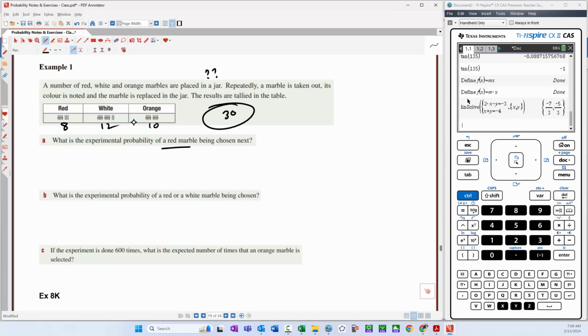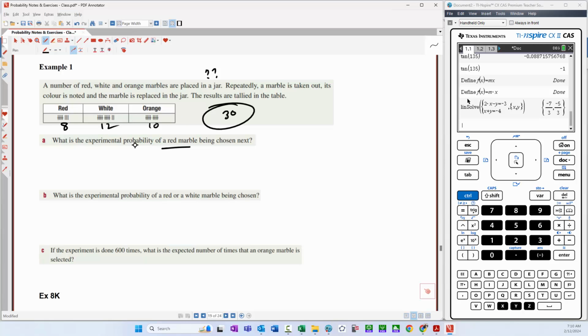All right, so we can see that red was picked 8 out of 30 times, white was picked 12 out of 30, and orange was picked 10 out of 30. And that's our best guess to the probabilities. I don't know whether there were 30 marbles in the jar, and I don't know whether 10 of them are orange, but the probability seems to suggest that this is highly likely. And the more times you run the simulation, the more accurate these results will be.